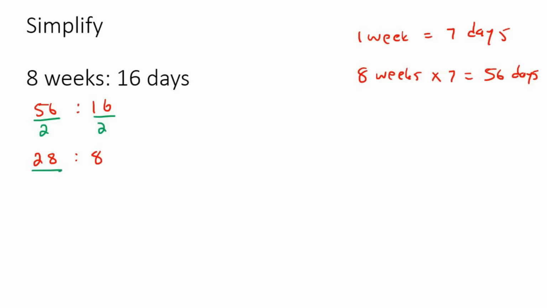Then the number 2 can go into both of those. Even the number 4 can go into both of those, but it's okay. We can just use the number 2 for now. And then that'll be 14 and 4. And then the number 2 can go into both of these, and that'll be 7 and 2. And that is it. You cannot go any further than that, and so that would be the answer.